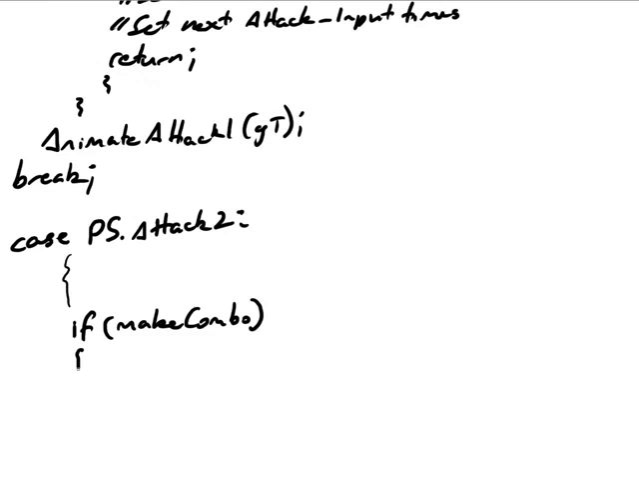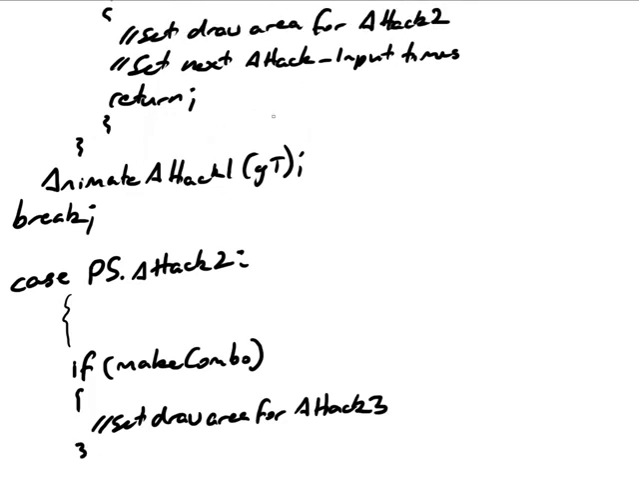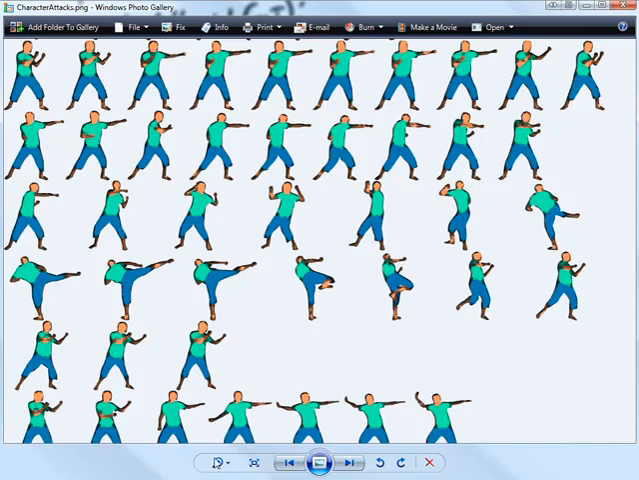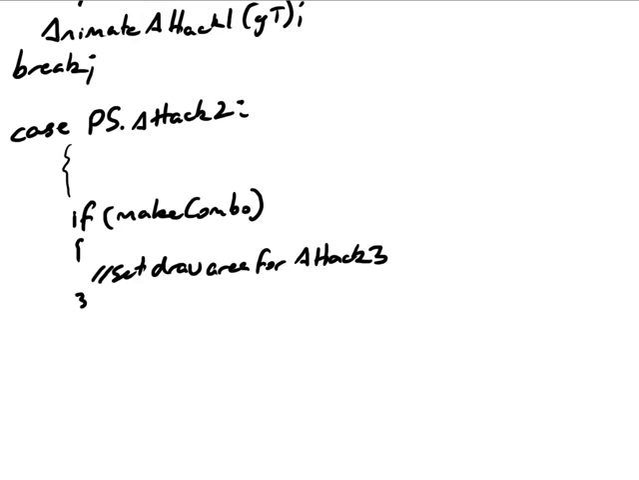Because all we need to do in here is set the draw area for the next animation. Attack 3. That's all we need to do. We don't need to set next attack input times, because if we're on attack 3, there is no extra attack after that. We've done the punch, we've done the second punch, we've done the spinning heel kick to the face, and then we've stopped. We've reset the idle graphic. There is no extra attack after that combo. So we don't need to do anything else.